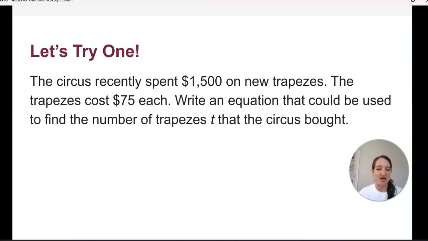The circus recently spent $1,500 on new trapezes. The trapezes cost $75 each. Write an equation that could be used to find the number of trapezes that the circus bought. Okay. Recently spent $1,500 on new trapezes. The trapezes cost $75 each.